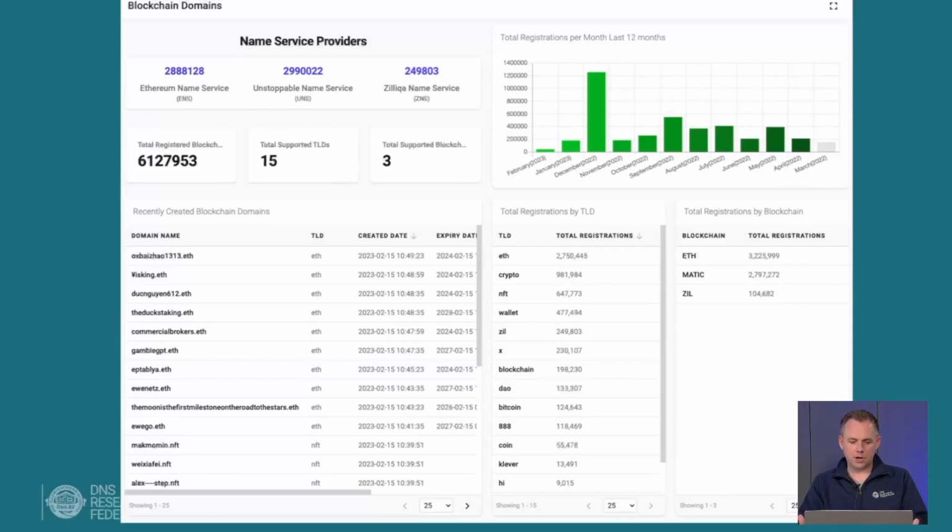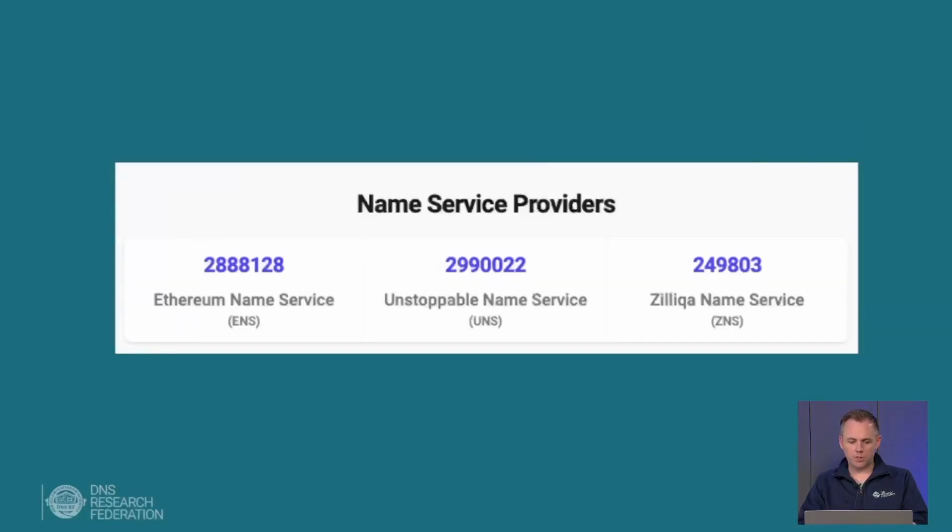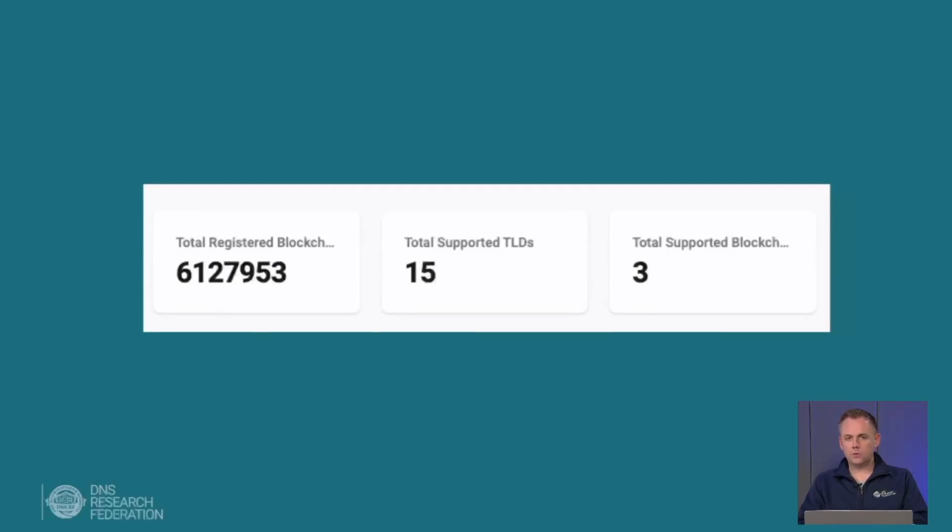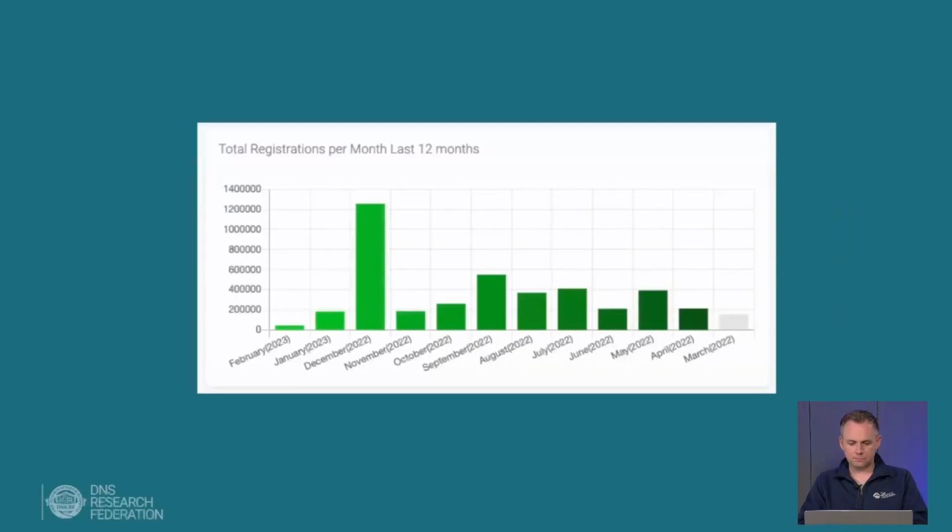This dashboard contains a lot of the data that we have available relating to blockchain domain names. Going through the providers that we have available on the system, we have gathered information from the Ethereum naming service, the Unstoppable naming service, and also Zilliqa. Moving along, you can see that we have just over 6 million blockchain domains that have been registered. That spans across a total of 15 TLDs, across 3 different blockchain providers. We've also got a breakdown of the total number of registrations in the last 12 months by each month.